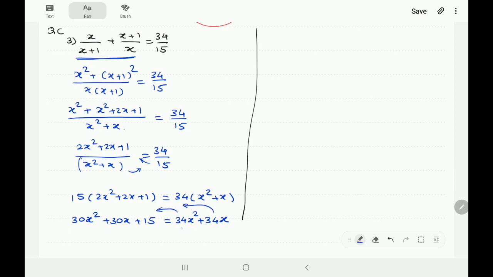So I get 30x square minus 34x square, right? It is minus 4x square. 30x minus 34x is again minus 4x plus 15 is equal to 0, right? I may require the first term as positive, as we have seen in the first video. First term should be positive. So to make first term positive, change the sign of all the terms. Simple as that. So if I want first term positive, I get 4x square plus 4x minus 15 is equal to 0. And here is my simple equation to solve.